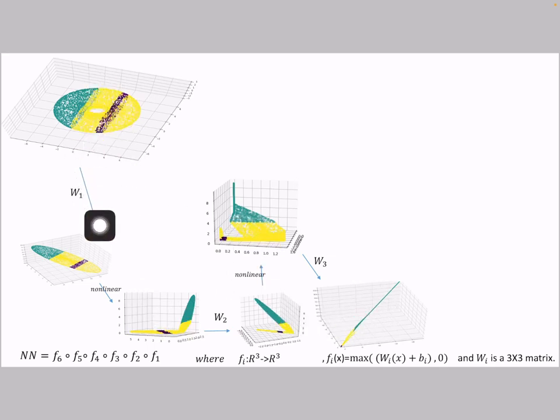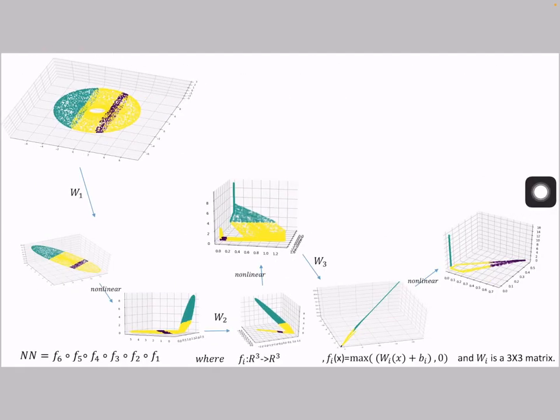So the neural network is deforming the space towards this goal, towards making the points that are yellow close to each other in one vertex, and points that are green close to each other in another vertex, and so on. So let's observe this.